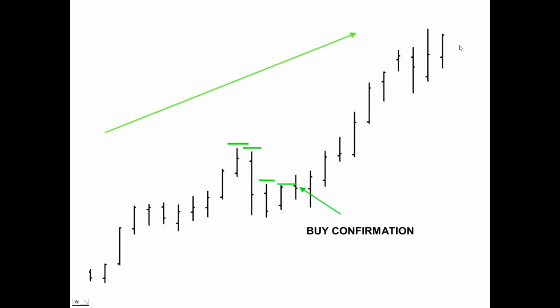So see, it really wasn't your method that was faulty. Your strategy was actually picking a winner. It was just your entry. So this is what we mean by confirming.